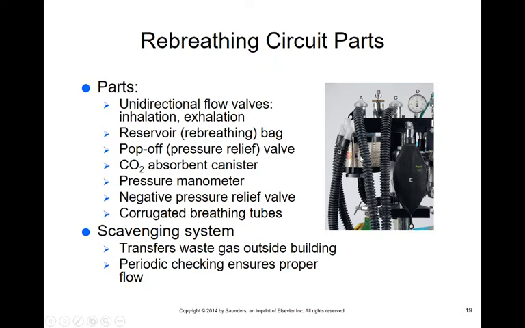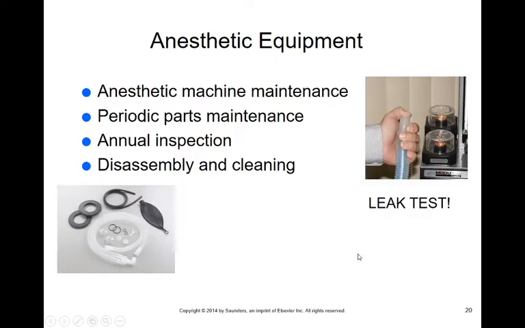The scavenging system is also very important. It's typically a light blue. You can see it in the corners here, right here. It transfers that waste gas outside of the building. We need to check it periodically and make sure that it is flowing outside of the building. It's important for you.